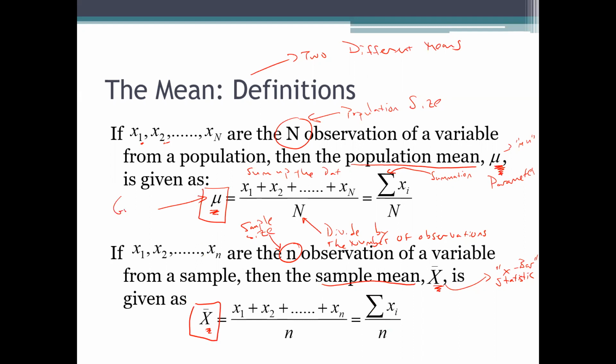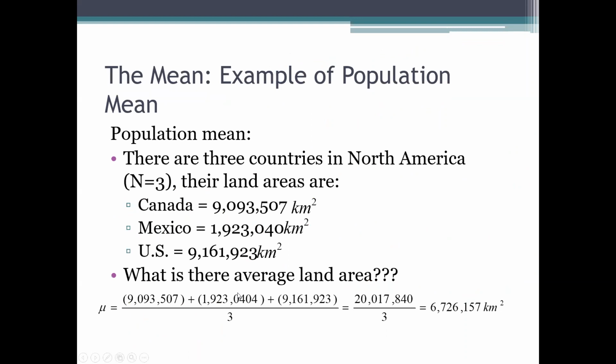So Greek letters are parameters. This type of notation, other notation, is statistics. I'm not going to spend time actually working through problems in class. I just want to show you when you would use a Greek letter versus when you would use a statistic. Here's an example of a population mean. There are 3 countries in North America, right? So capital N is equal to 3.